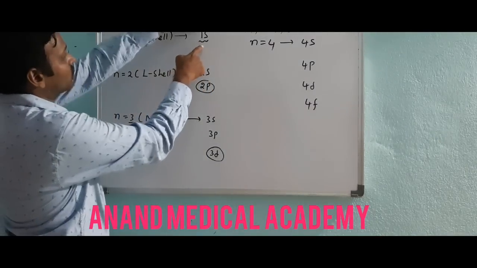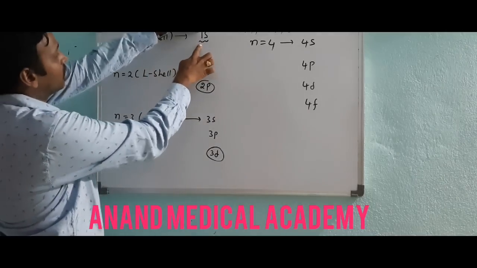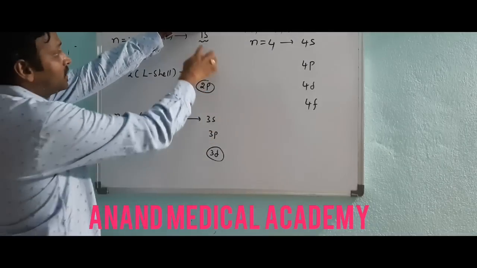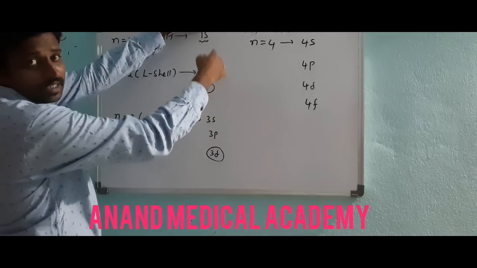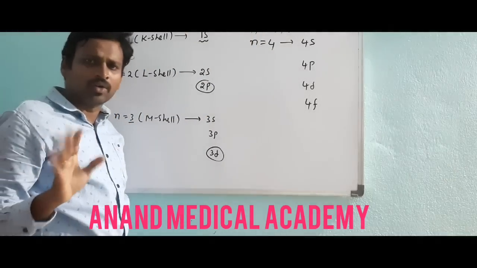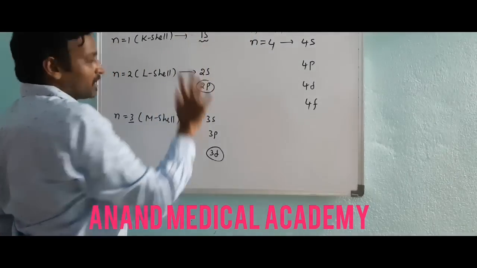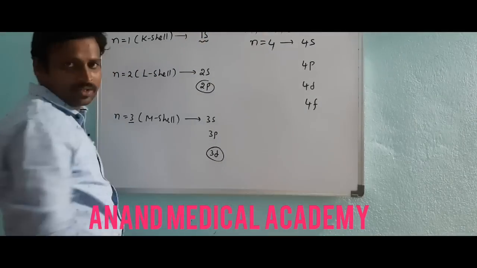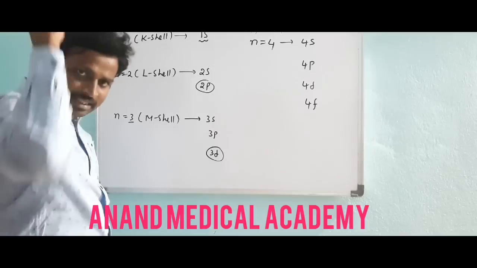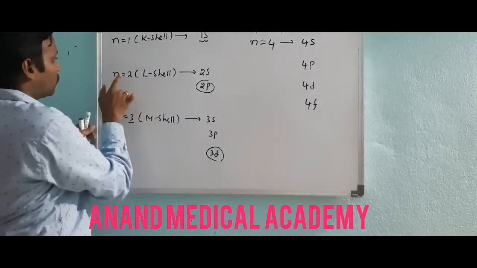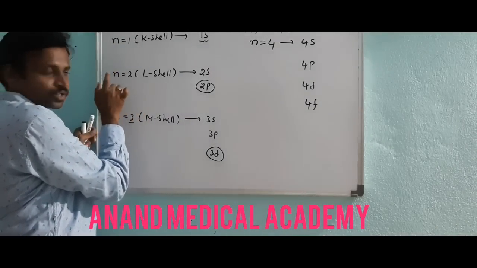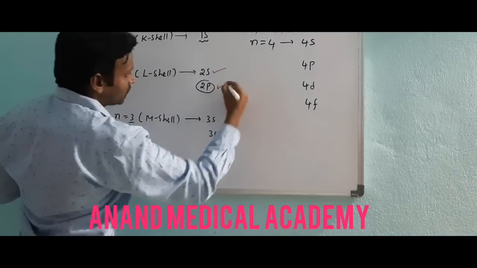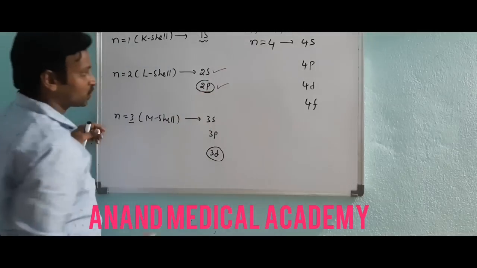See, the first K shell has only 1s. The n value is 1, so 1 subshell is present, that is 1s, because l equals 0 means s subshell, as given in the previous class. When n is 2, 2 subshells are present. What are the 2 subshells? One is 2s and another is 2p. This 2p is the new subshell.